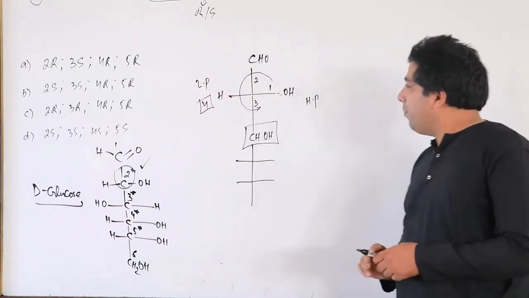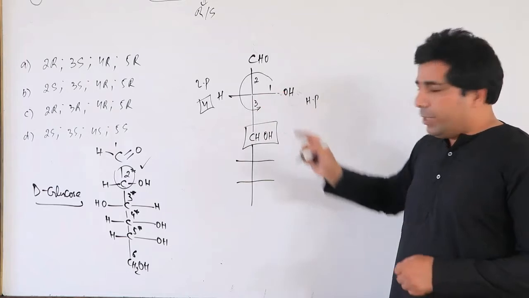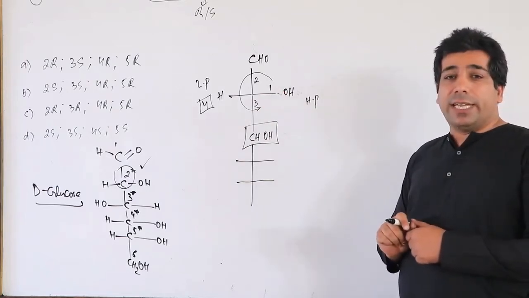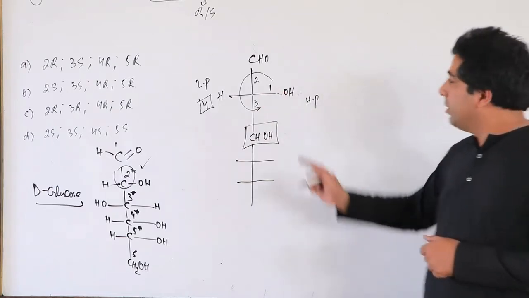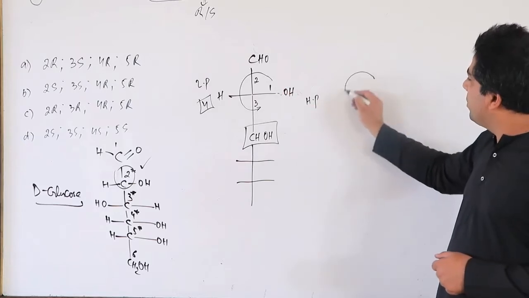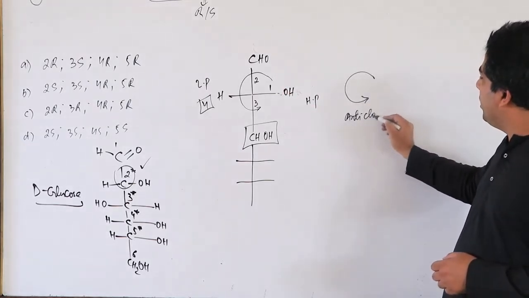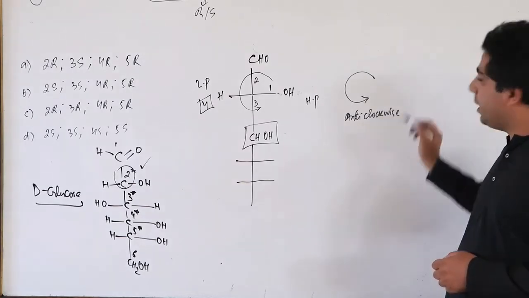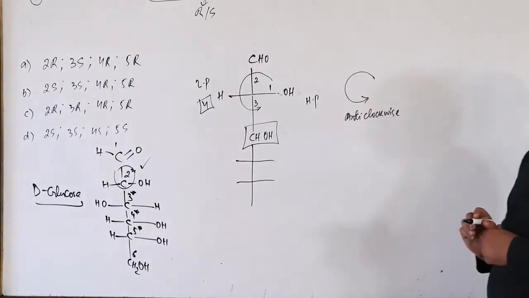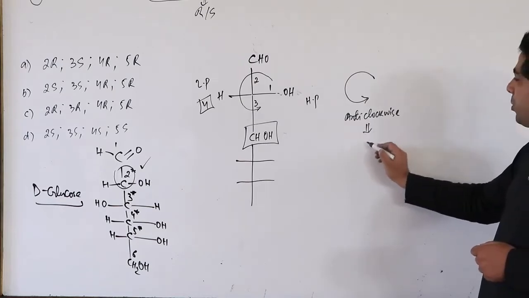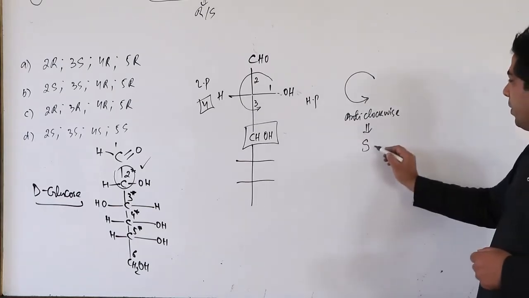So now if you see this arrow, you will find out that this is anti-clockwise movement. See this arrow. This arrow gives me anti-clockwise movement. Correct? Anti-clockwise. Correct? Anti-clockwise basically means S. So the configuration has to be S. So S configuration.